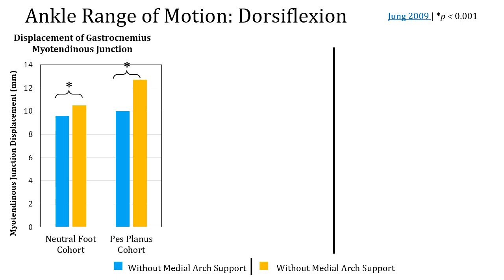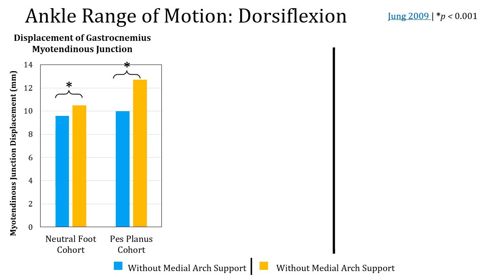And what did they find? So again, they have 2 different cohorts. One has more of a flat foot, one has more of a neutral foot. Regardless of that, so let's just orient you to the y-axis. So you're looking at the musculotendinous junction displacement in millimeters. So the less displacement, the better, the more stable the medial arch is.